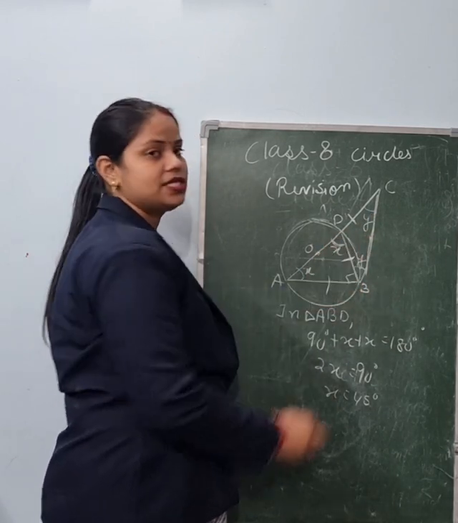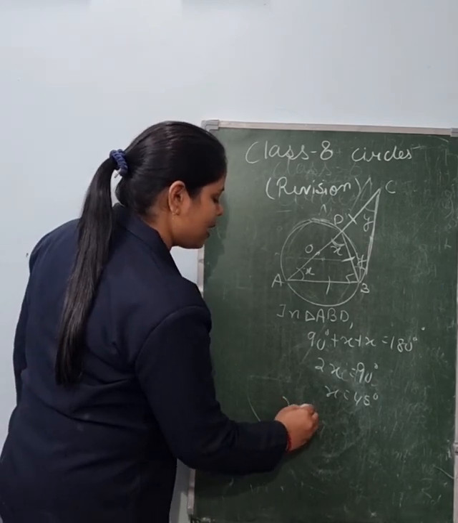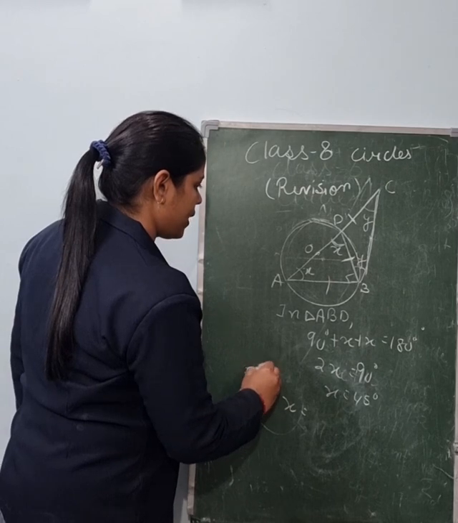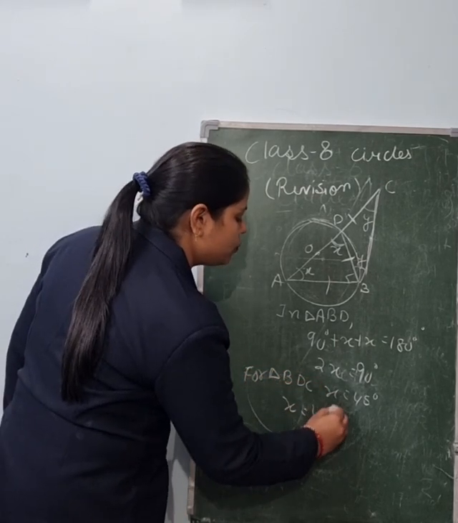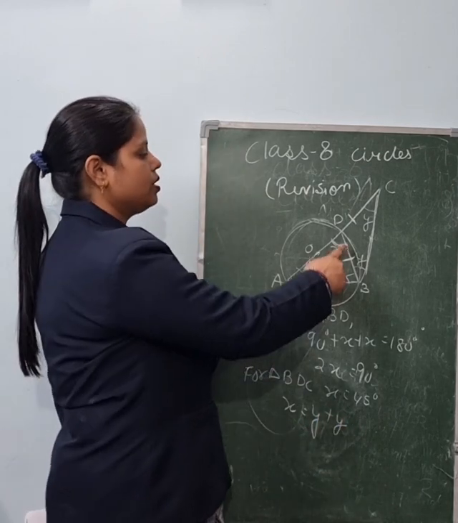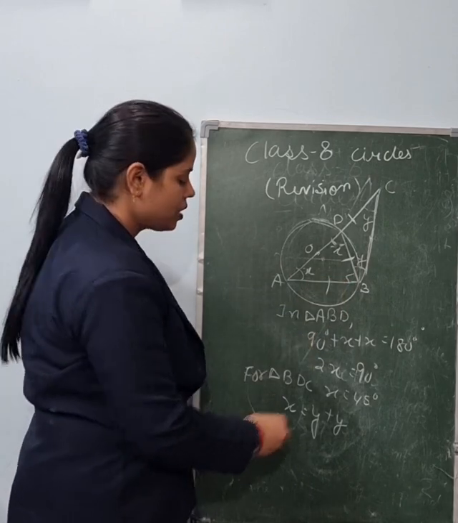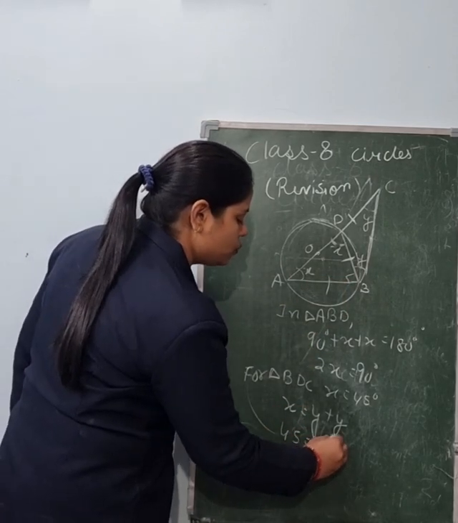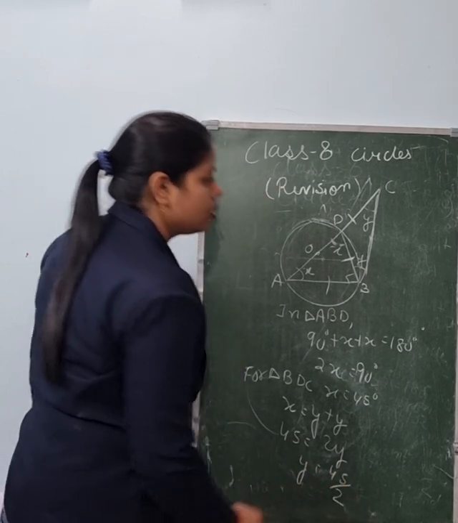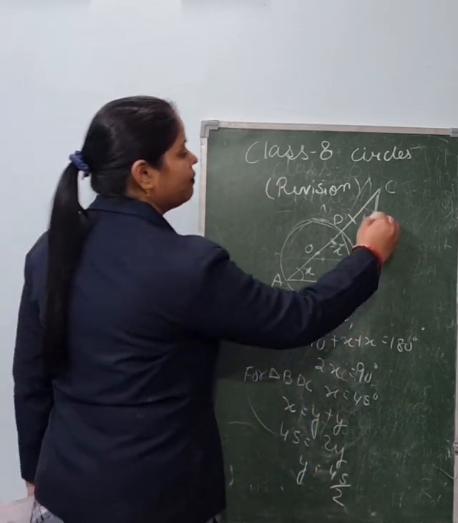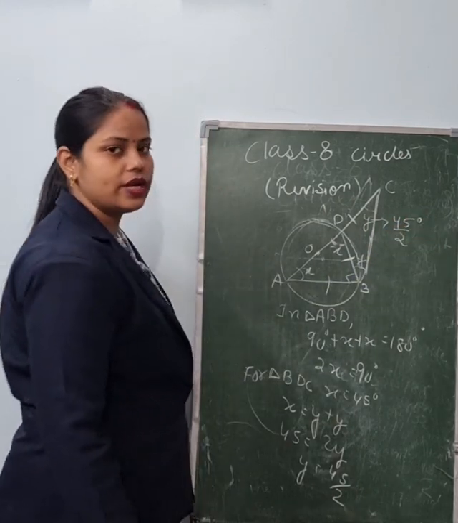And this X is an exterior angle for the triangle BDC. So we can write down, exterior angle for triangle BDC is equal to the sum of two interior opposite angles. So X, which is 45, is equal to 2Y. So Y is equal to 45 upon 2. So we are getting this particular angle Y as 45 by 2 degrees. And this is our answer.